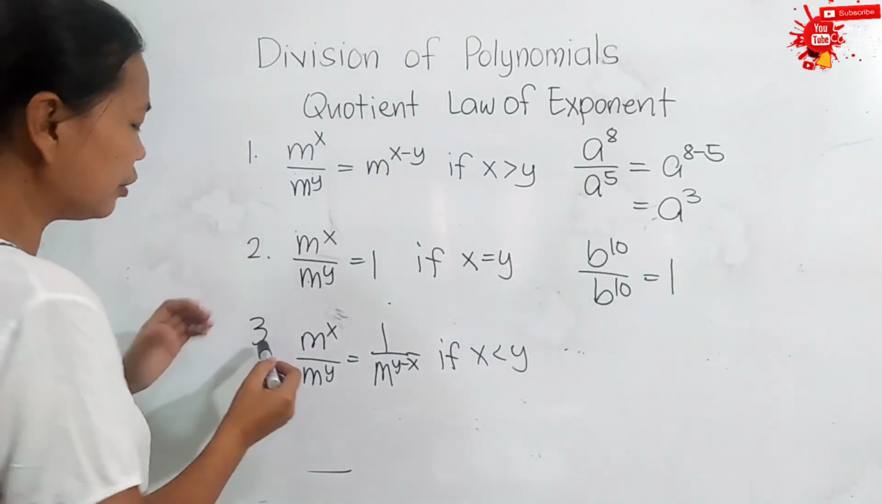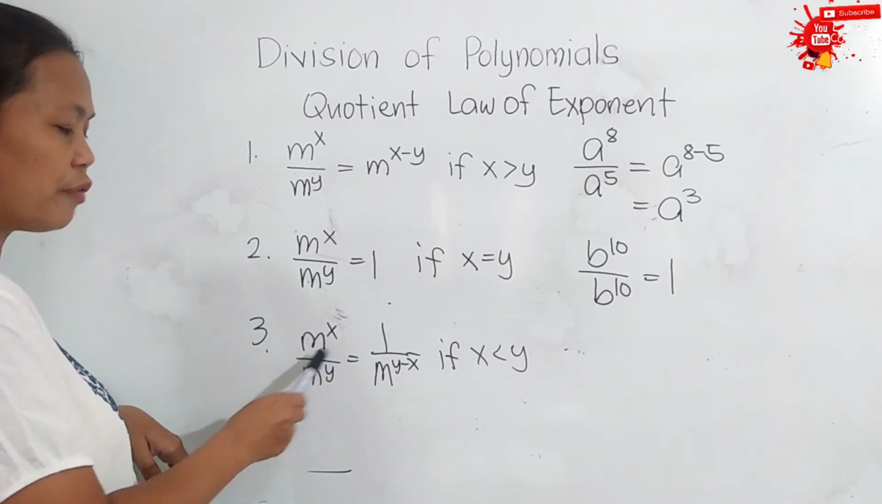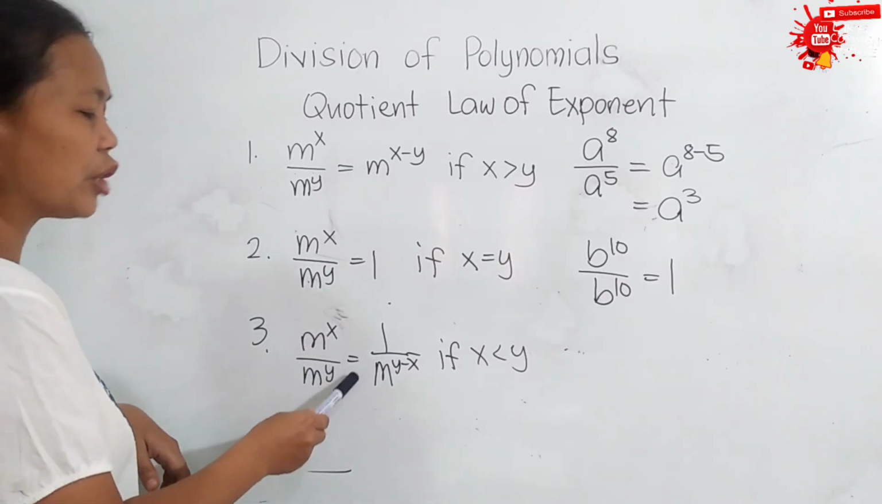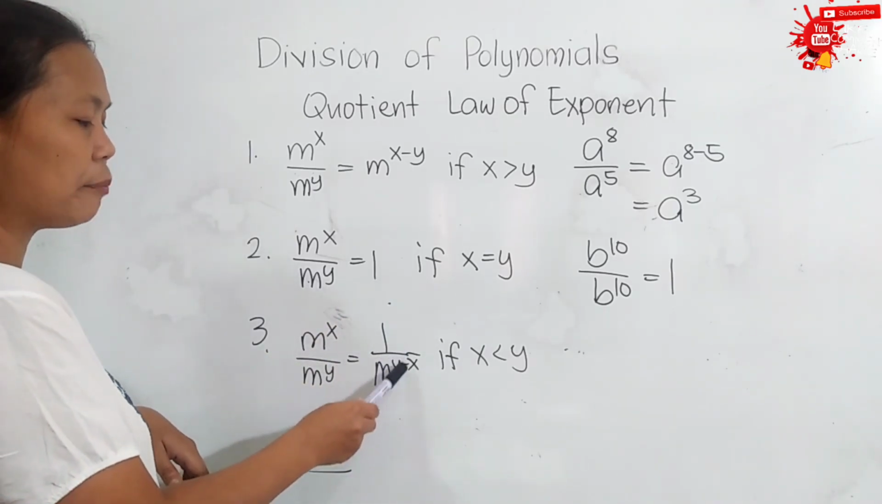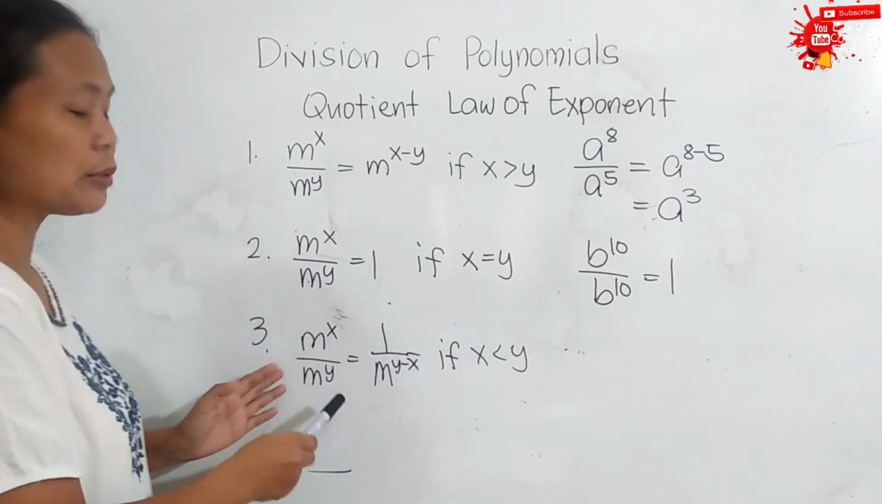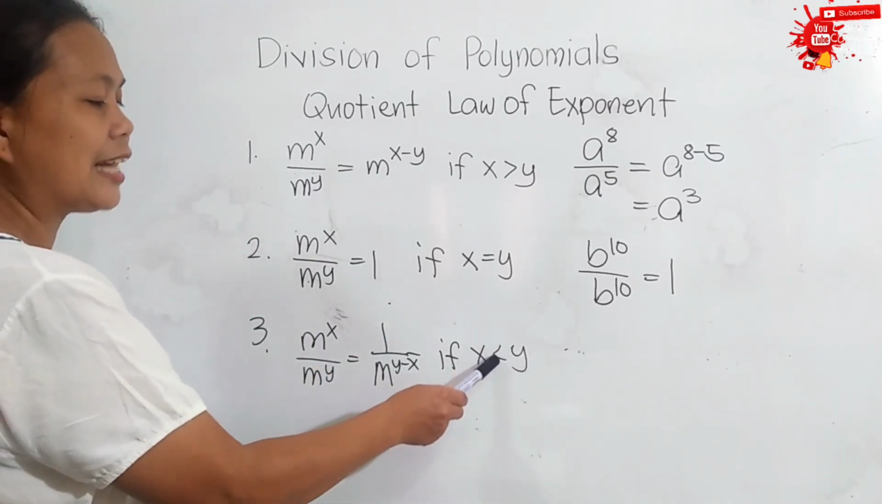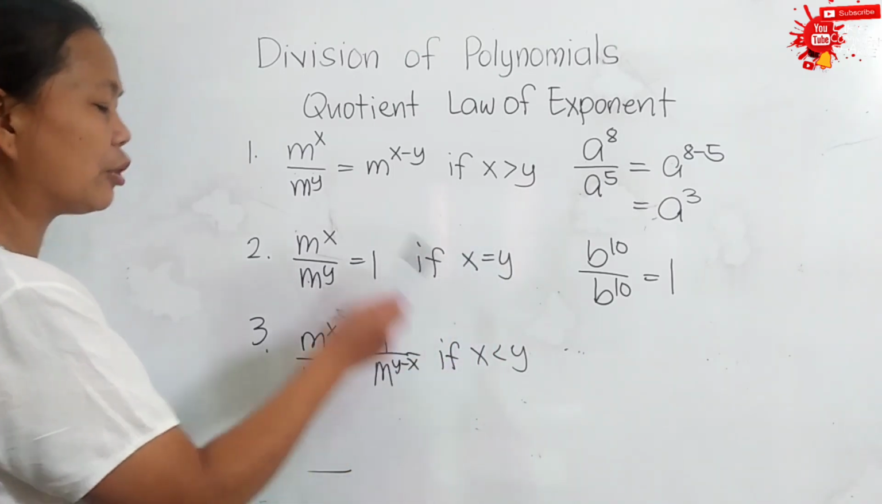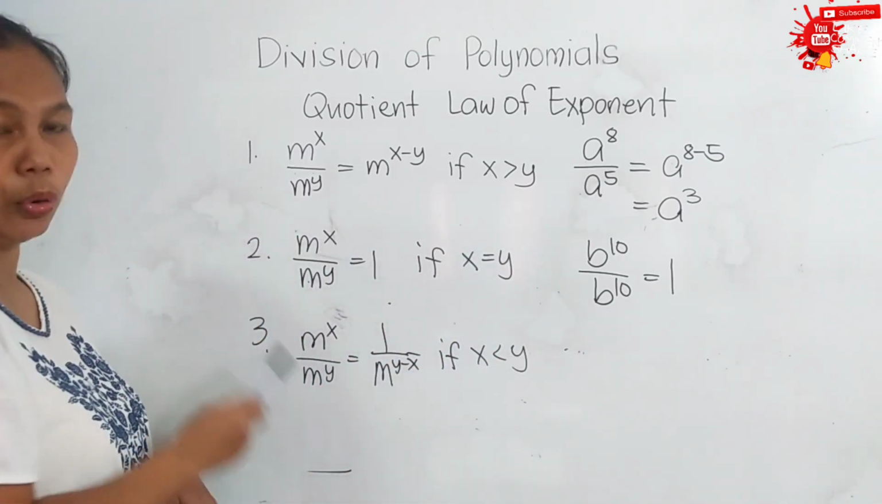Okay? Now for number 3, we have here m raised to x over m raised to y. So it will become 1 over m raised to y minus x. So the base will be written in the denominator if x is less than y. Kung mas maliit yung exponent ng base na nakasulat sa numerator.